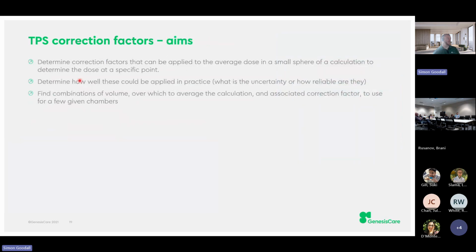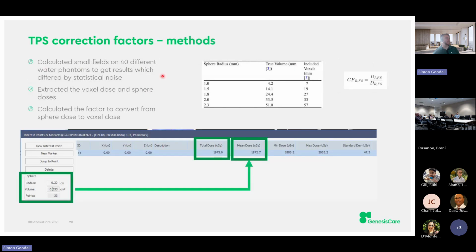So what we wanted to do was determine correction factors that could be applied to the average dose in small spheres of calculation, trying to match what we do in measurement in the TPS to allow the same sort of practice. If we're going to derive these correction factors, we need to derive some kind of uncertainty to know how reliable they are. And then we wanted to use this to see if we could determine a way to model a treatment ionization chamber for patient-specific quality assurance.